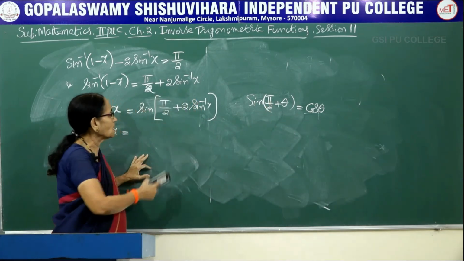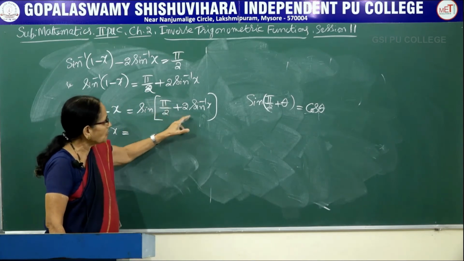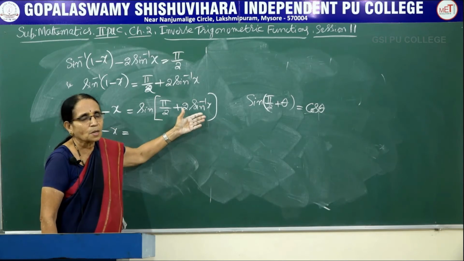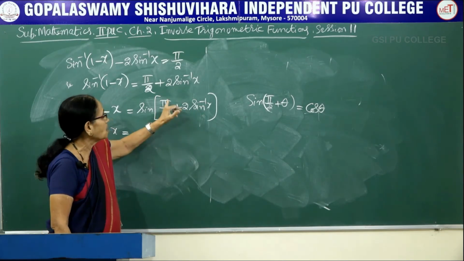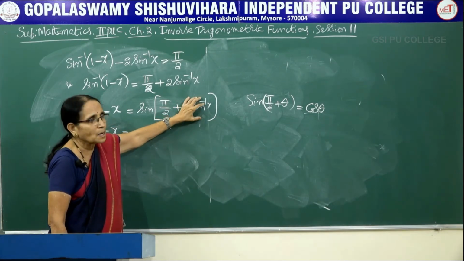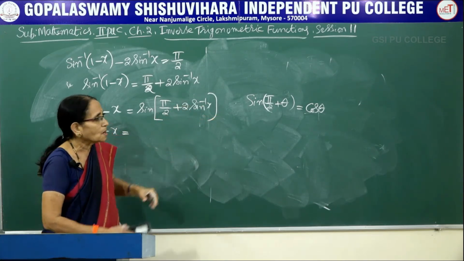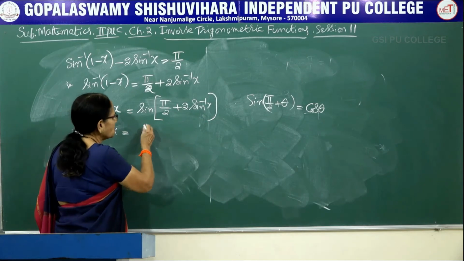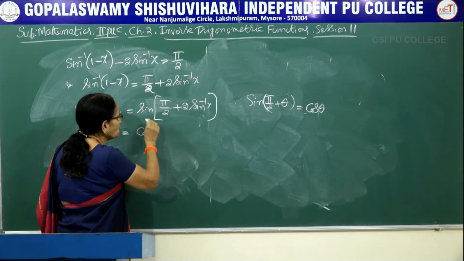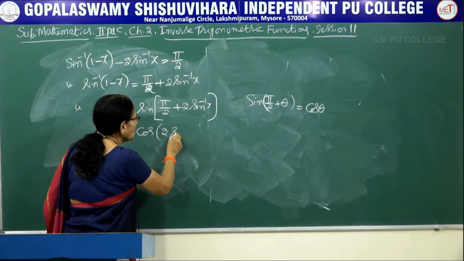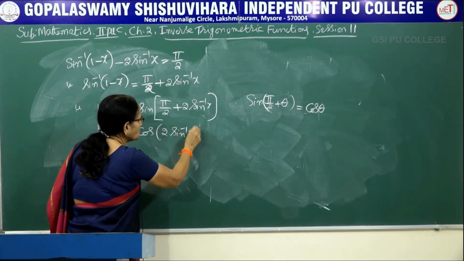Look at the right hand side. Here, pi by 2 plus theta, this is nothing but an angle. As you know, the inverse trigonometric function always denotes an angle here. So pi by 2 plus some angle we are having. So sin 90 plus theta, I can write it as cos theta, or I can write this as cos of, omit pi by 2, only this one you can write, cos of 2 sin inverse x.